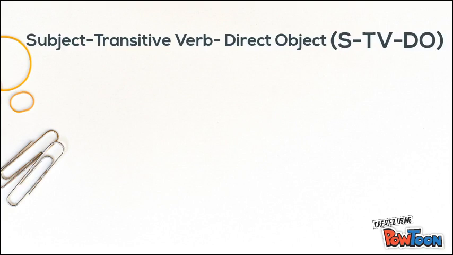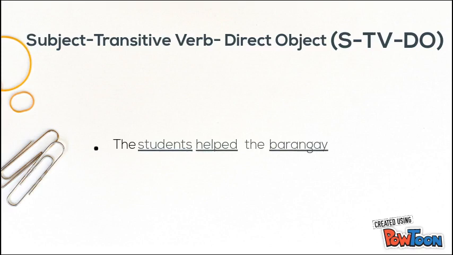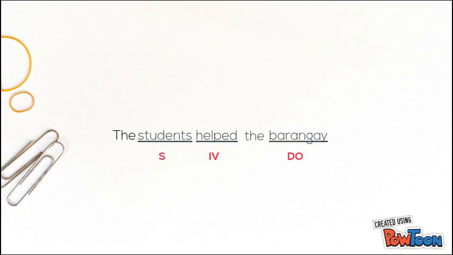Next is the subject transitive verb direct object, or the STVDO pattern. In the sentence, the students helped the barangay. Students here is the subject because it is the one being talked about in the sentence and is the doer of the action helped. Helped here is a transitive verb because it is followed by a noun, barangay, as its direct object. Barangay here is a direct object because it receives the action helped.